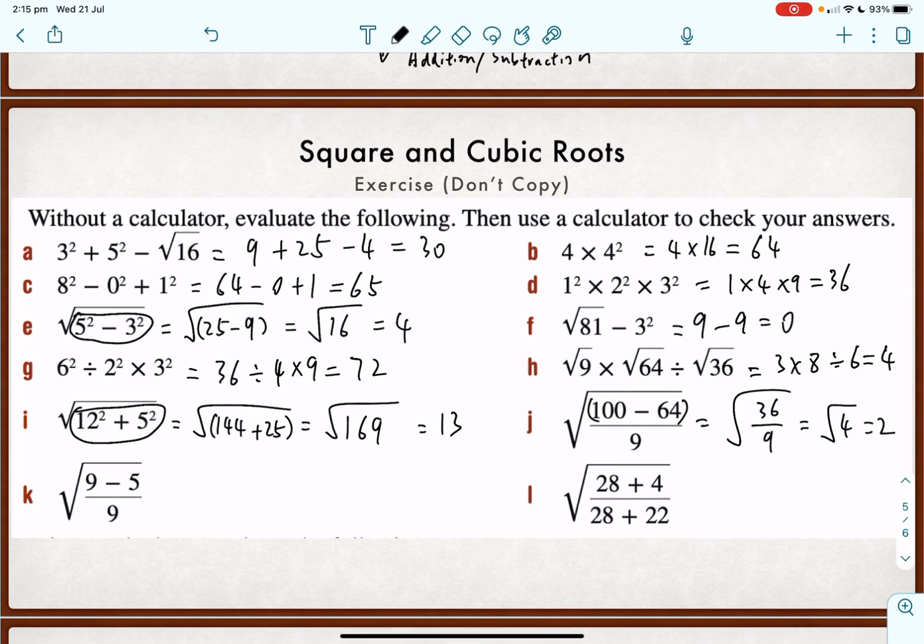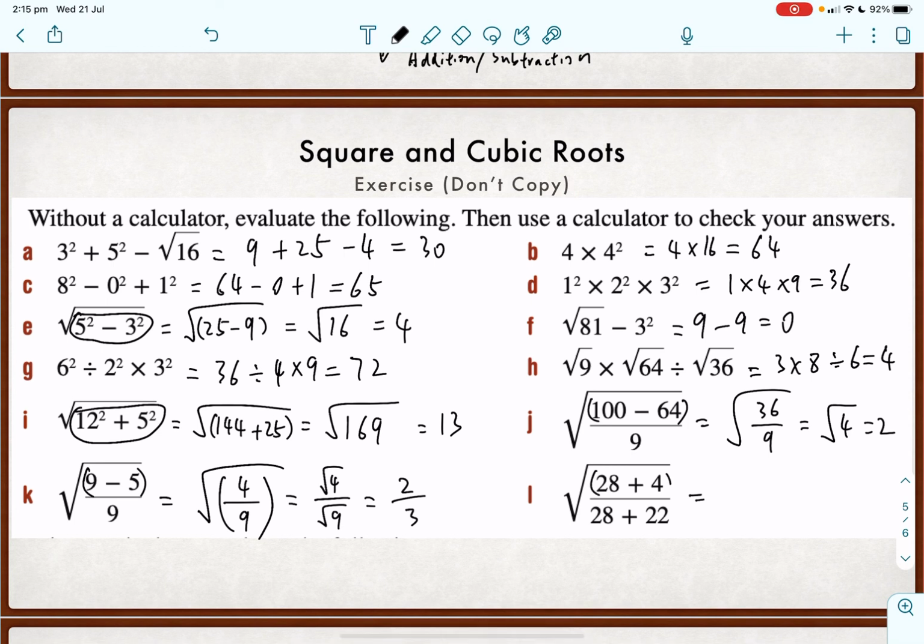Okay. Next one is basically the same as the others. We need to do inside brackets first, or the numerator first. So square root of 9 minus 5 is 4 over 9. Well, we can't simplify this one, but this is something we can do. We can square root the top and then square root the bottom. If you have square root of a fraction, you can square root the top and square root the bottom, okay? So you square root 4 is 2, square root of 9 is 3. So your answer will be a fraction, 2 over 3, okay?